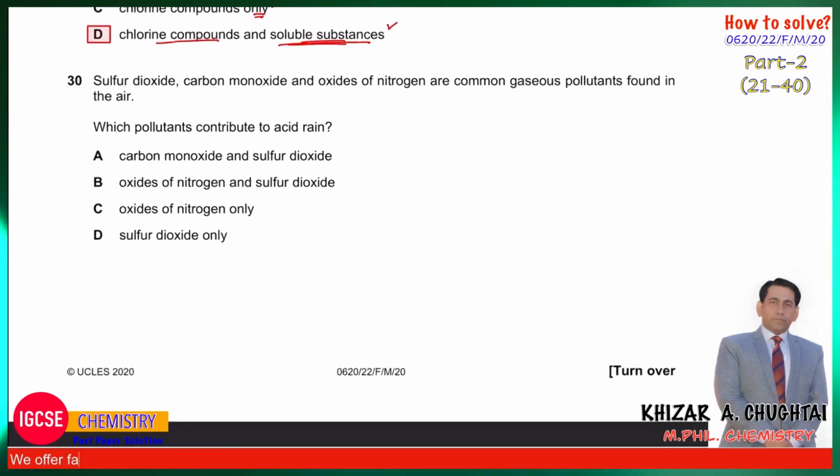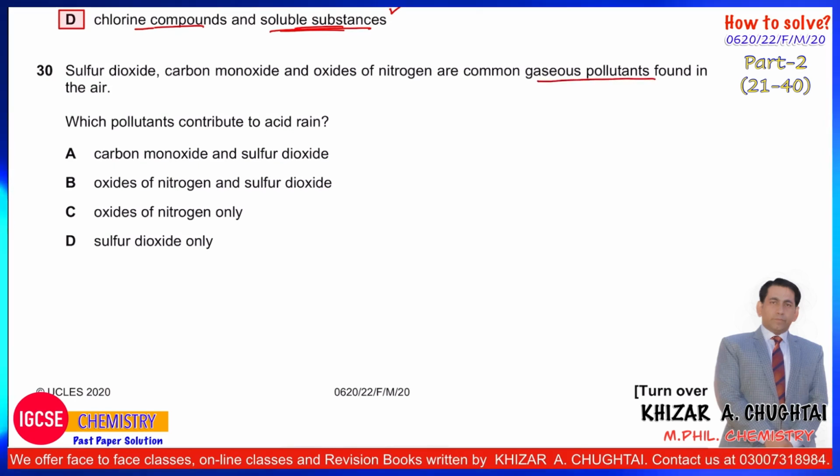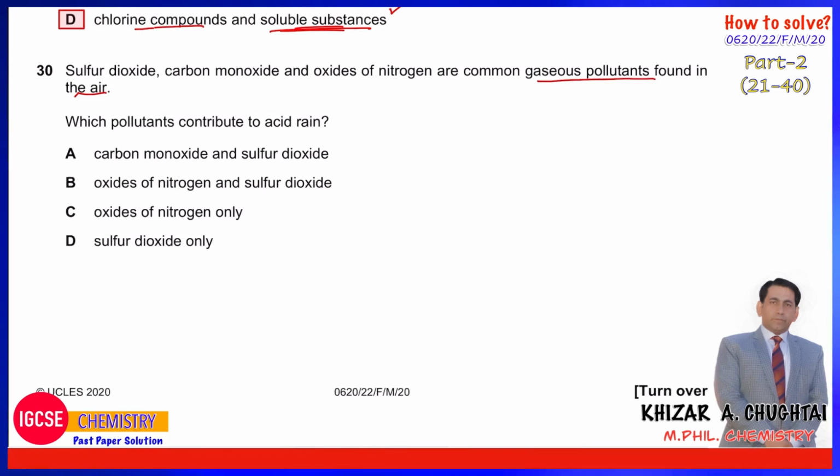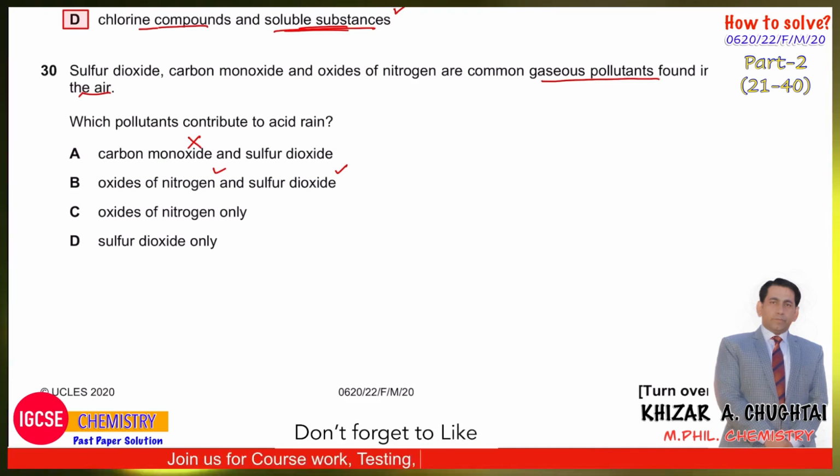Question number 30. Sulfur dioxide, carbon monoxide, and oxides of nitrogen are the common gaseous pollutants found in air. Which pollutants contribute to acid rain? Carbon monoxide and sulfur dioxide. No, carbon monoxide doesn't contribute towards acid rain. Oxides of nitrogen, yes. Sulfur dioxide, yes. So I think B is the correct option.